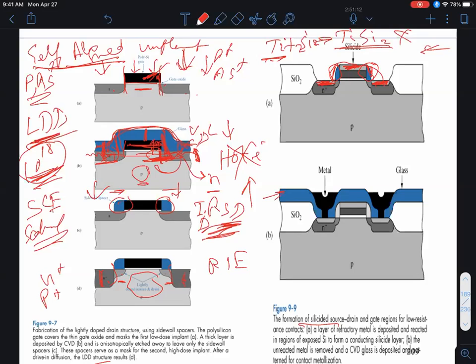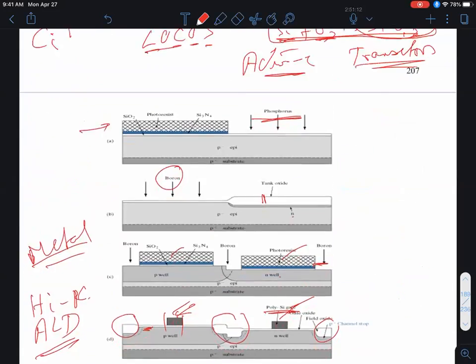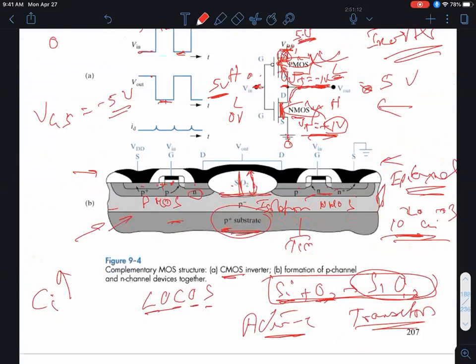So after that, you deposit another oxide. This is to isolate your interconnects from your transistors. You etch contact holes as shown over here. Then you deposit your metal, such as aluminum or these days, copper, okay? You pattern and etch it, and you interconnect your circuits as shown, for example, in this inverter, okay?